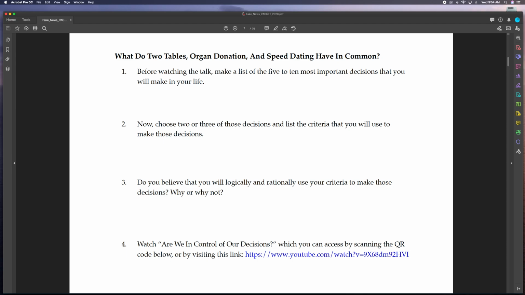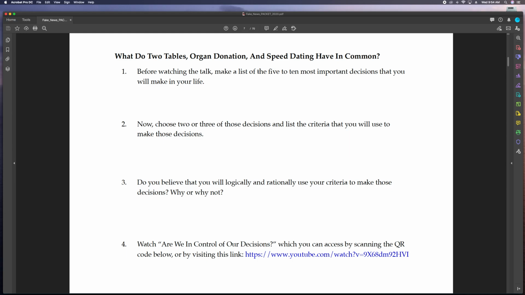One of the criteria might be interest. Are you interested in that vehicle? Are you interested in buying this home? Are you interested in this woman or this man? And then also compatibility. So there's a number of criteria that you would use in order to make decisions about some of the biggest decisions in your life.